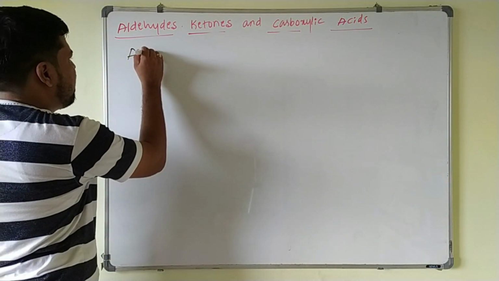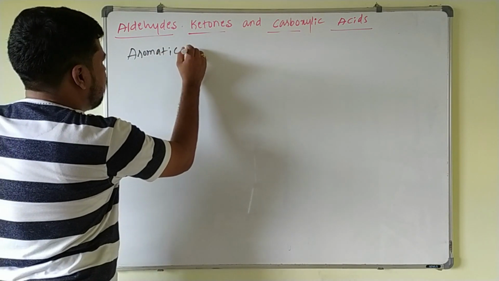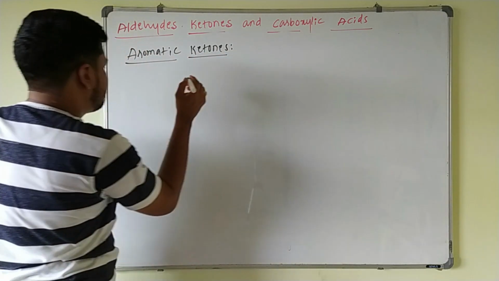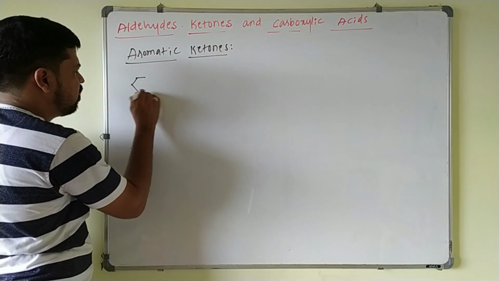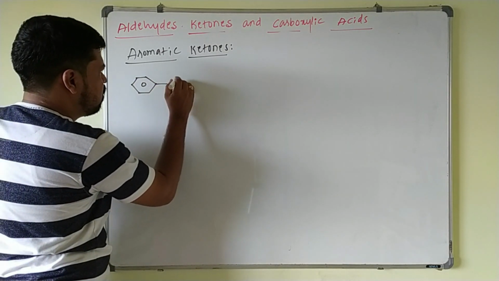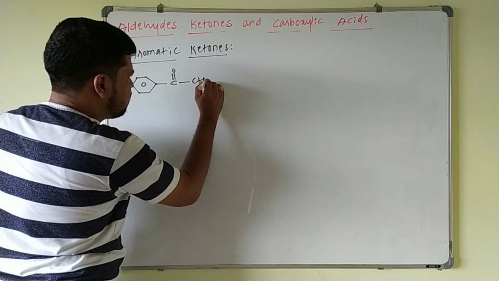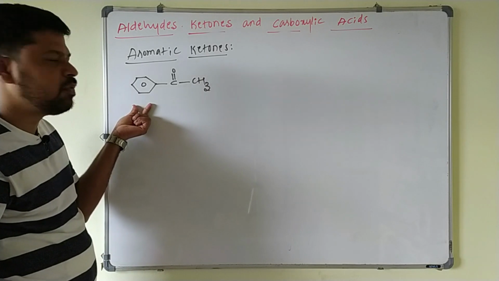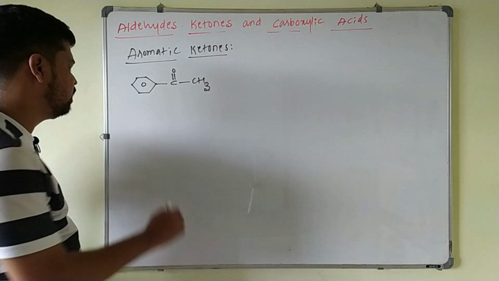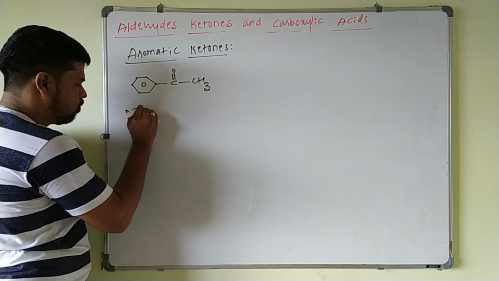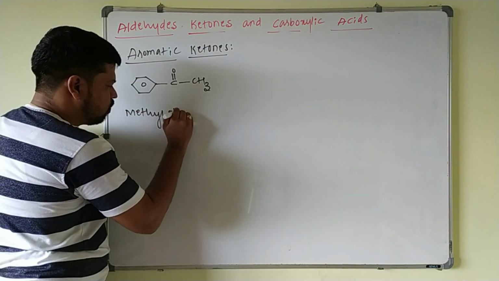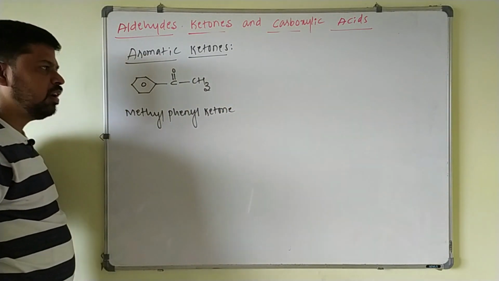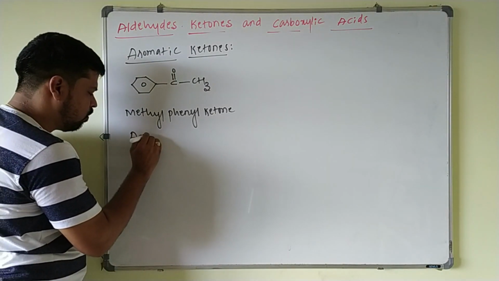Usually these aromatic ketones are named by their common names only. Most of them are known by their common names. The first aromatic ketone I will write: this is a phenyl group, C double bond O, and this is CH3. This is the methyl group and this is the phenyl group. Which comes first? Methyl. So it is methyl phenyl ketone. It also has a special name called acetophenone.